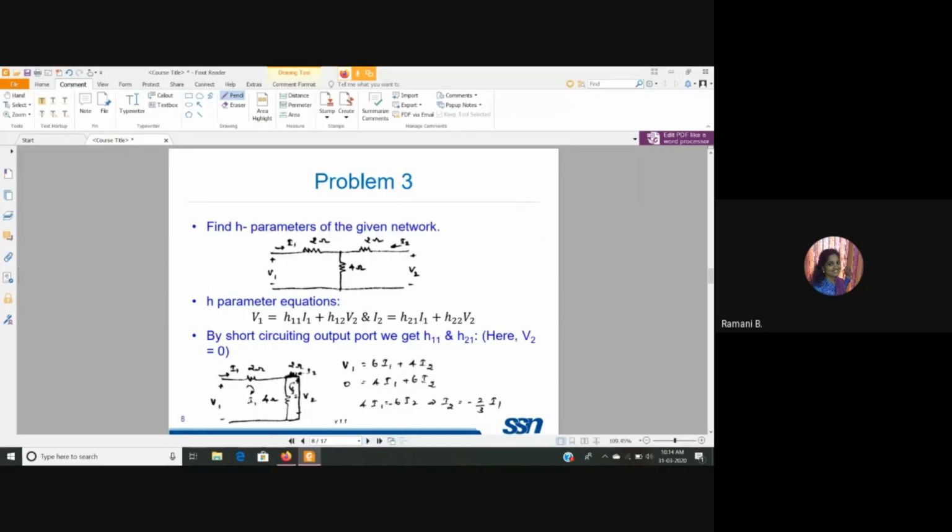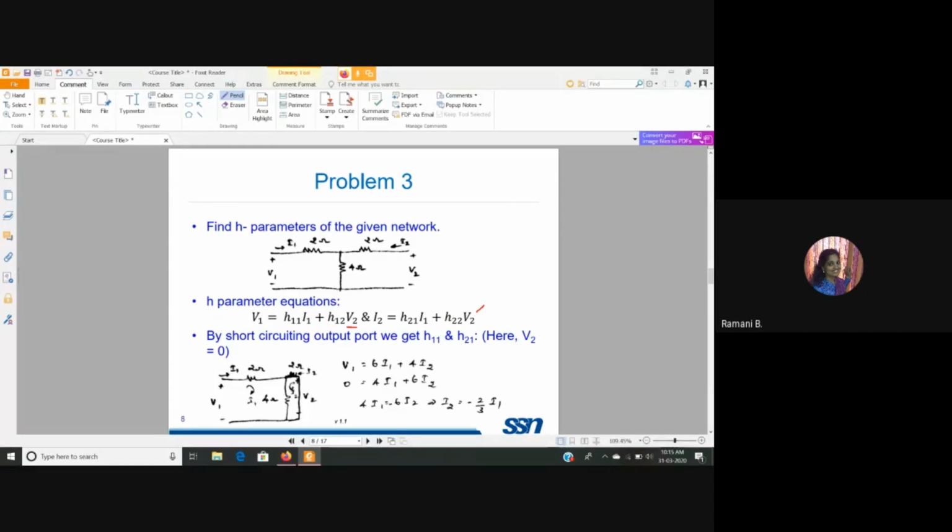Now we shall see the third problem. Here we are to find the H parameters. Just for convenience, I have given the H parameter equations also, because all the time we cannot remember the formula as such to say which one is open circuited and which one is short circuited. The H parameter equations are V1 is equal to H11 I1 plus H12 V2 and I2 is equal to H21 I1 plus H22 V2. Here to find H11 and H21, we should have the value of V2 to be 0. That means we should short circuit the output port. Here I have redrawn the circuit.